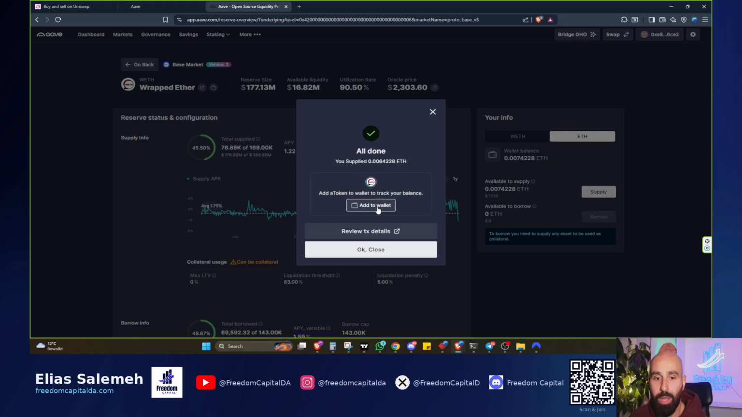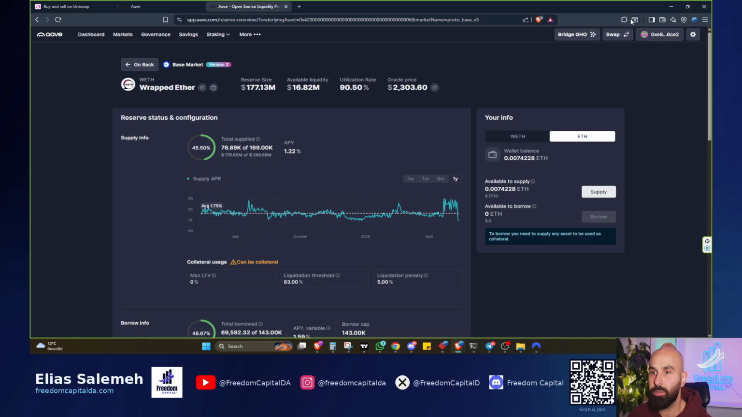Here you can also add the A token to your wallet so you can also see your balance, because once you supply to Aave, you get a receipt token, A token. So in this case, we receive A ETH that will be available in our wallet. Okay, close. Let's see if it's already available.